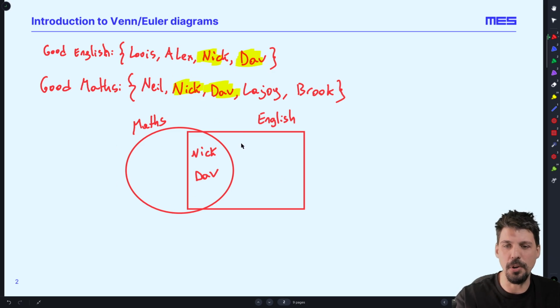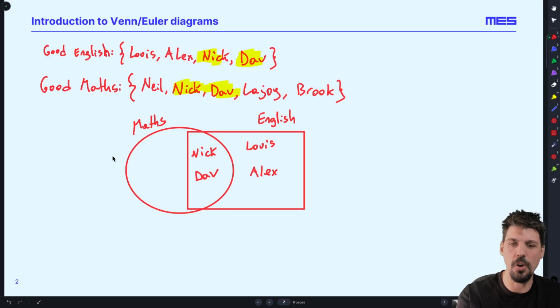Now, Louis and Alex are both really good at English. They need to go in this box here, but they are not also really good at maths. So they need to be in the English group, but not in the maths group. And same for our other ones here.